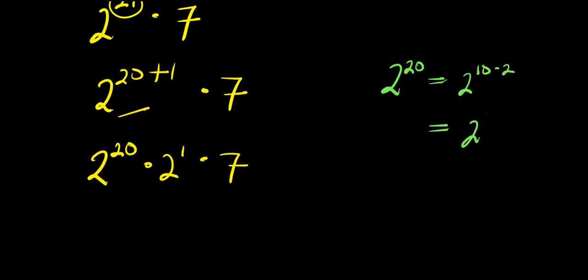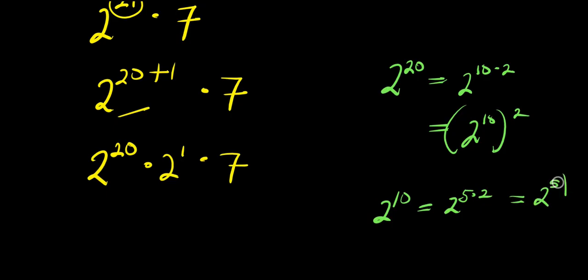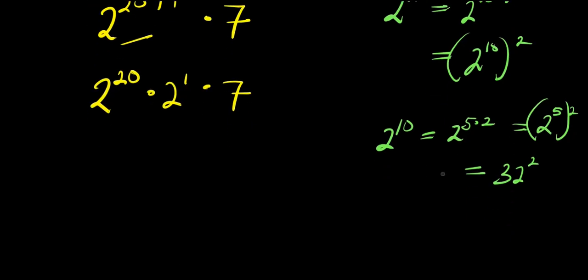And this is just like writing 2 power 10 to the power of 2. And 2 power 10 is simply 2 power 5 times 2. And this equals 2 power 5 to the power of 2. And 2 power 5 is 32. So this is 32 power 2. And 32 power 2 is 1024. That's 32 times 32. This is 1024 multiplication. So this is 1024.